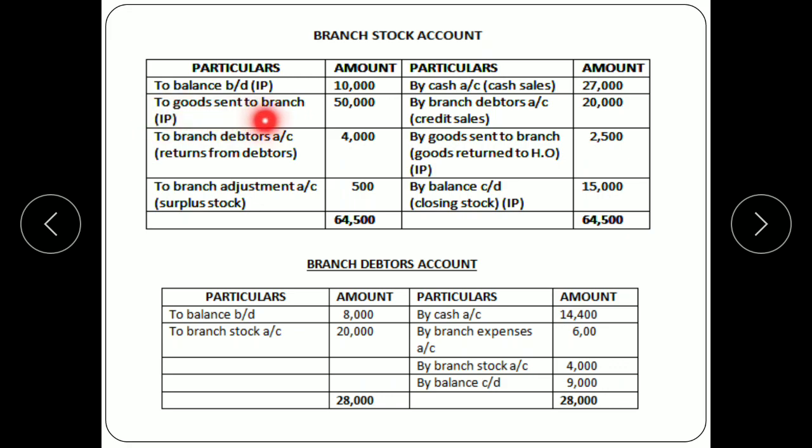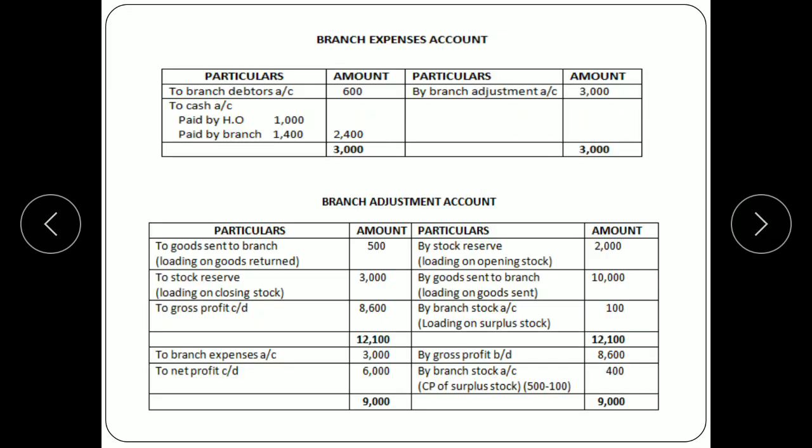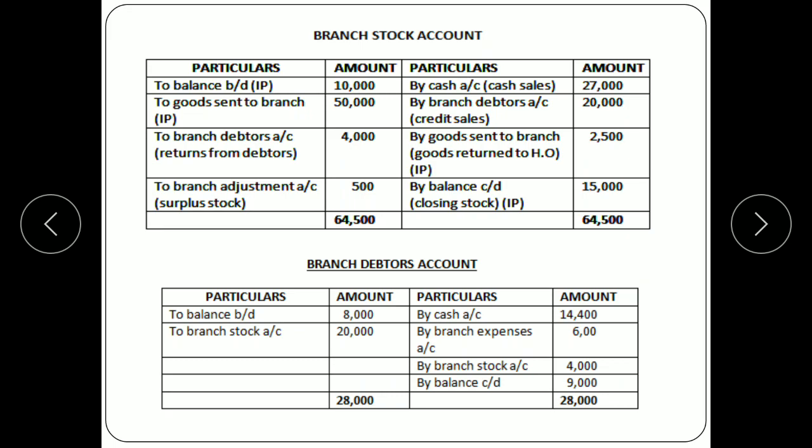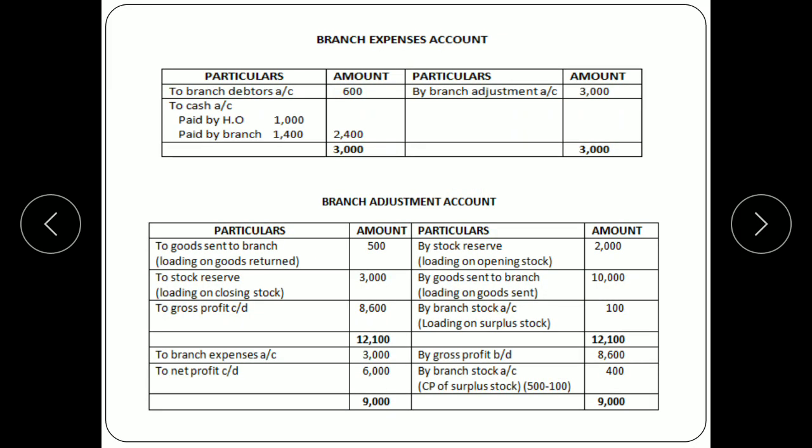See here, to goods sent to branch which was there on debit side, the loading entry for goods sent to branch is coming on credit side, by goods sent to branch 10,000. Again one more I will show you. So here we had closing stock on credit side 15,000. The loading entry for closing stock is coming on debit side, to stock reserve 3000.